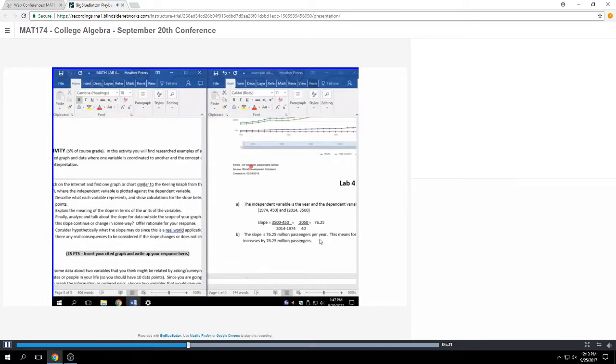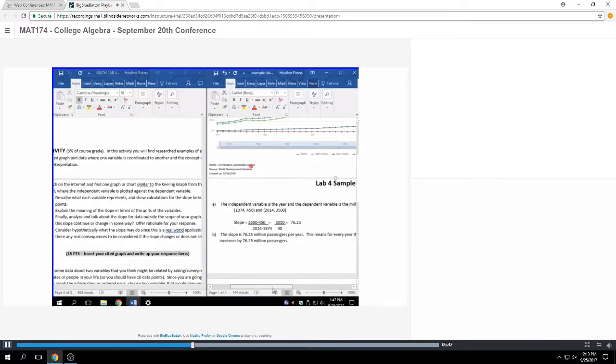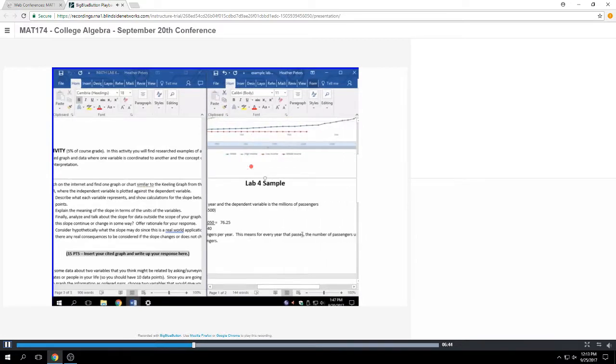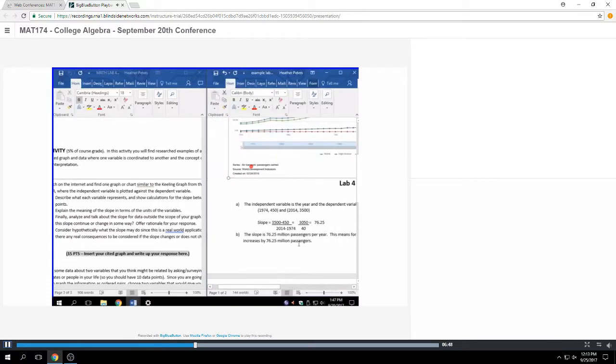What this means, since it's positive, is that it's increasing. The y in particular is what's increasing. On this one, you'll see that I said for every year that passes, the number of passengers using global air travel increases by 76.25 million passengers. So that's what I'm looking for on part B.